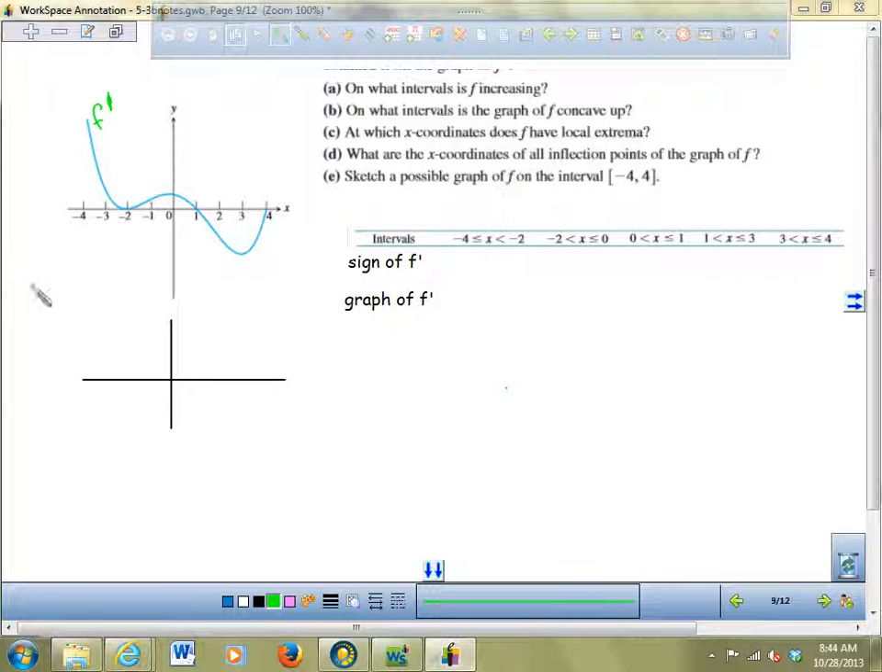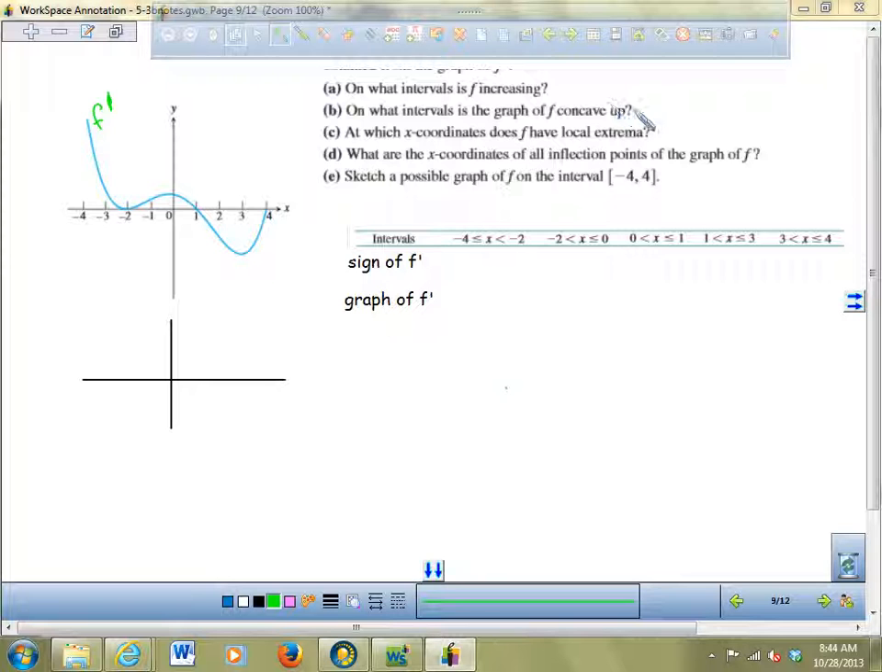You guys are going to have to do this at some point. So this is the graph of f prime, and from that, you want to sketch a possible graph of f from -4 to 4, but you also want to answer all these questions. Where is the function f increasing?